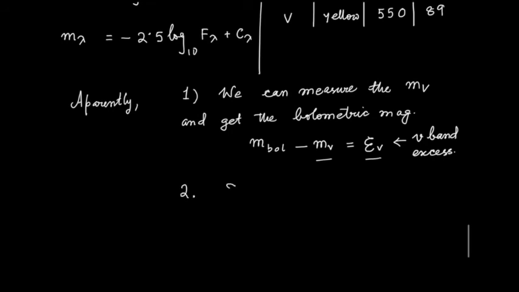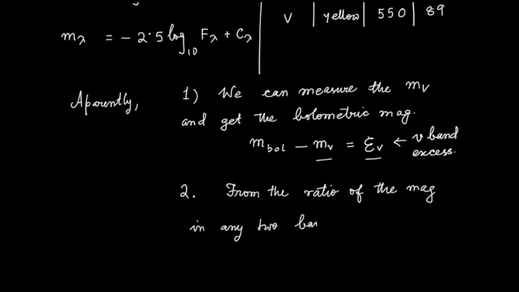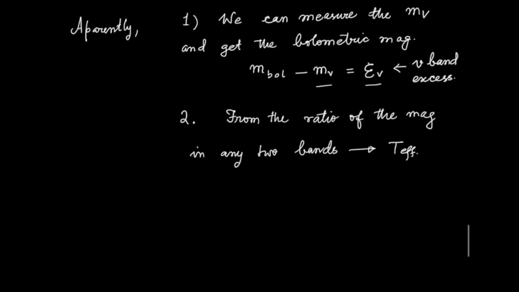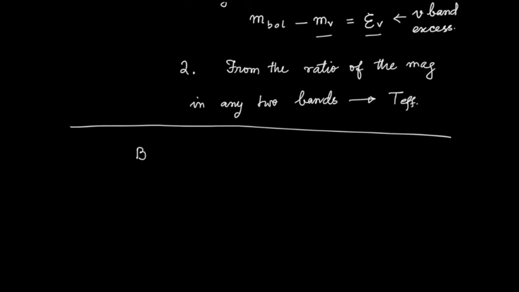Next, what I can do is, the ratio of the magnitudes in any two bands will directly give me the temperature, because you can check that the ratio of the magnitude at any two bands will depend on the temperature for a blackbody case. Alright, but this we cannot do directly, because there is dust.